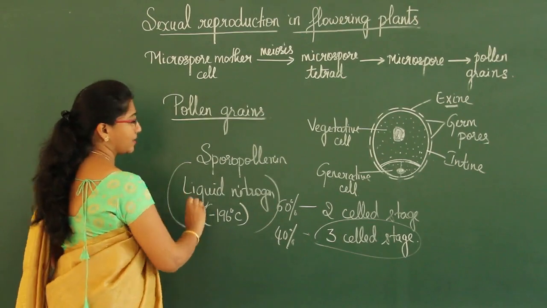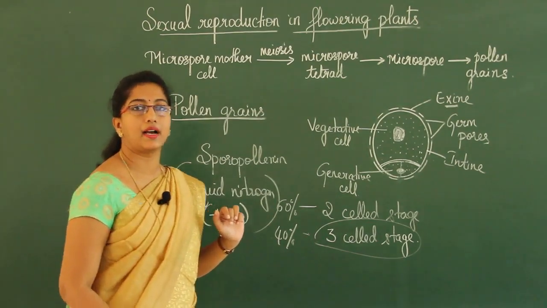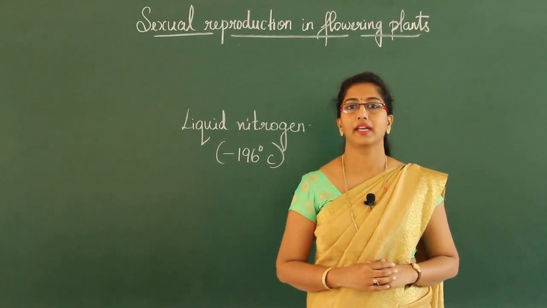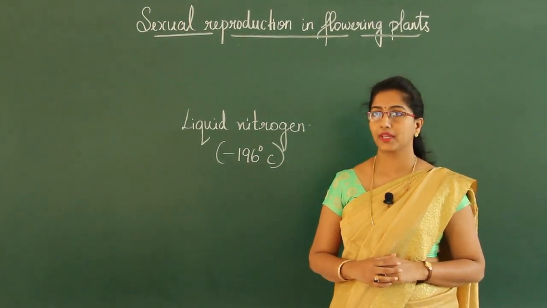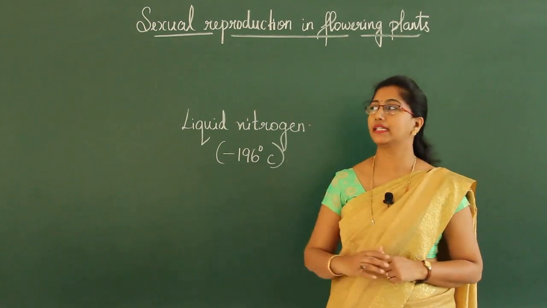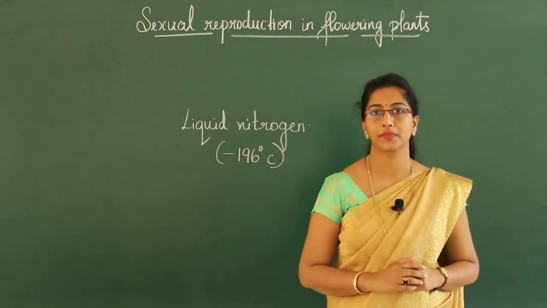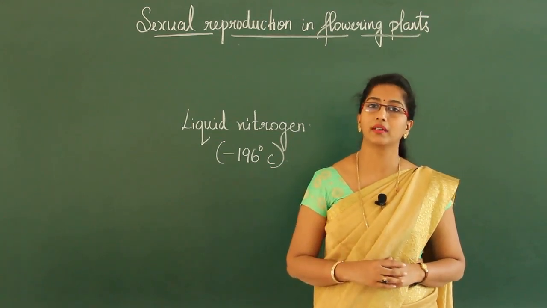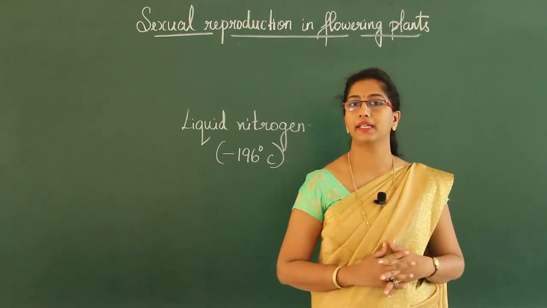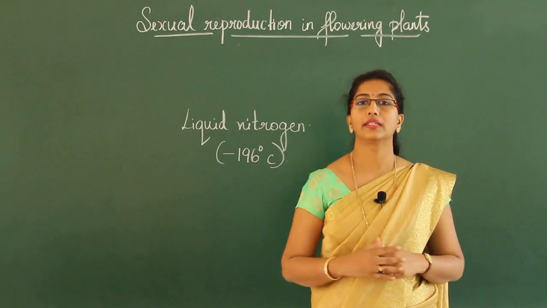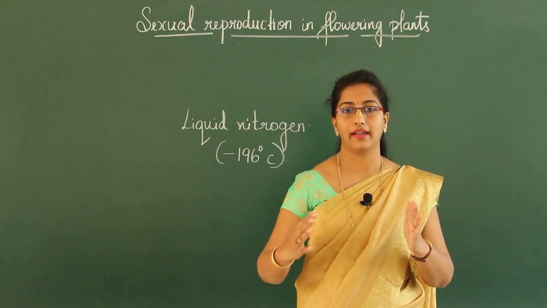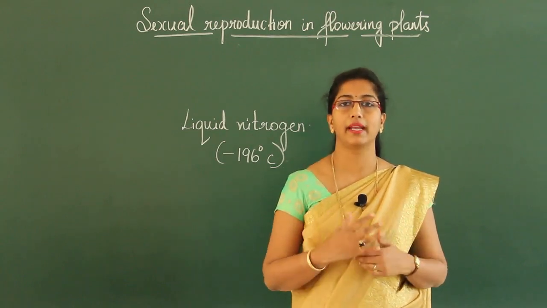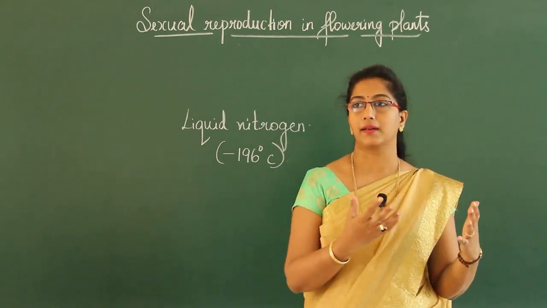So this is a condition where the pollen grains are stored. Pollen grains can be stored in liquid nitrogen under -196 degrees Celsius. Same like the sperm bank, we also find pollen bank where pollen grains can be stored. So this is the end of androecium. We started to study about the structure of the male reproductive structure, that is anther.